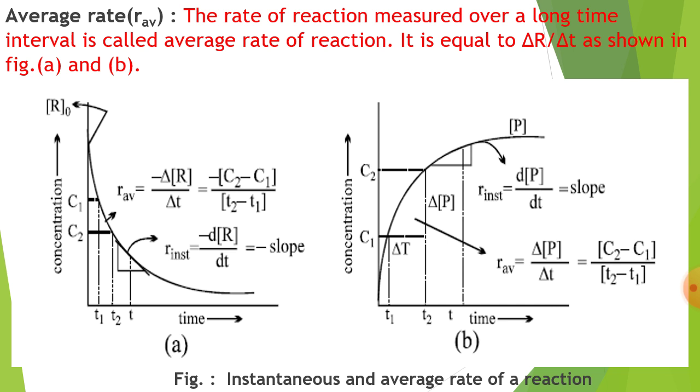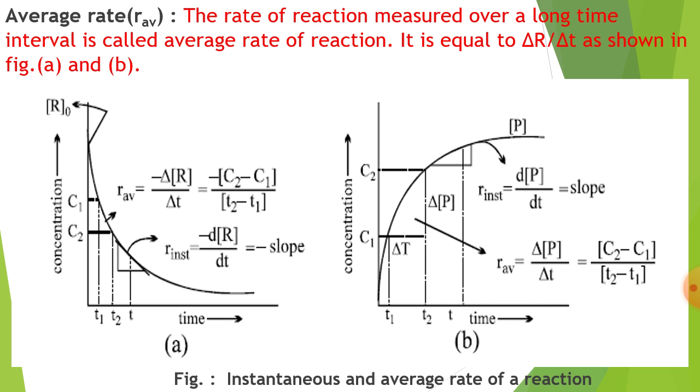Similarly for instantaneous rate, this rate can be defined at a particular time instant. You just have to draw a tangent at that point and find the slope. So R instantaneous equals negative dR by dt, using small d to show the instantaneous rate, and this equals the negative slope, equal to tan theta.